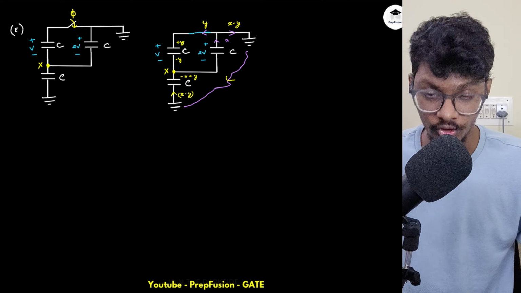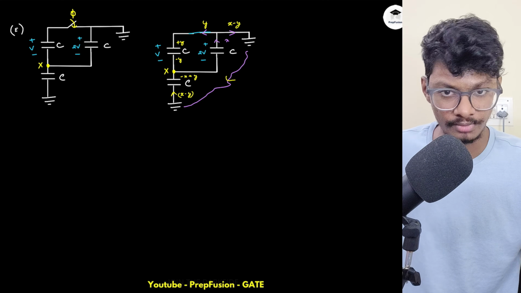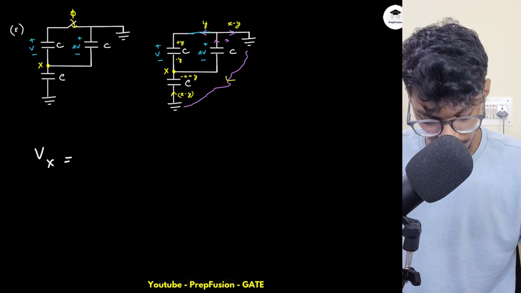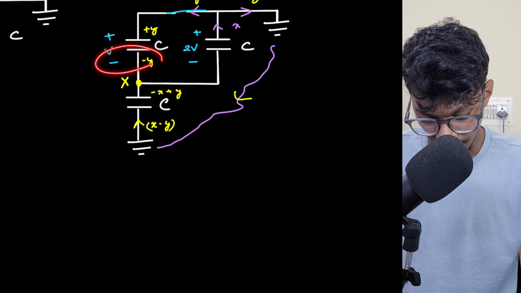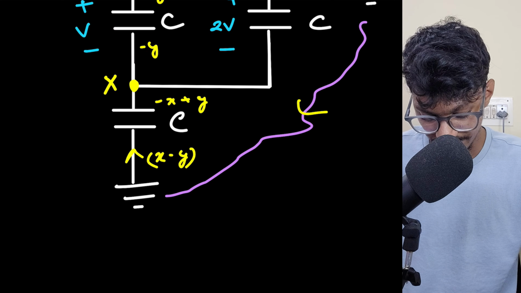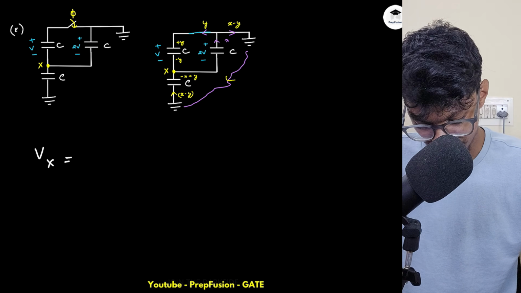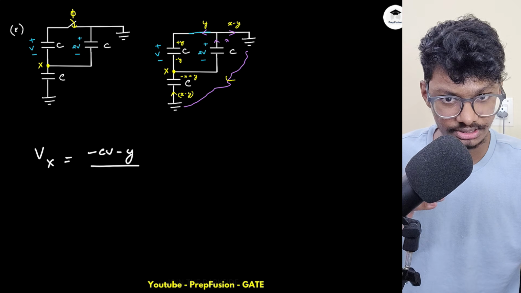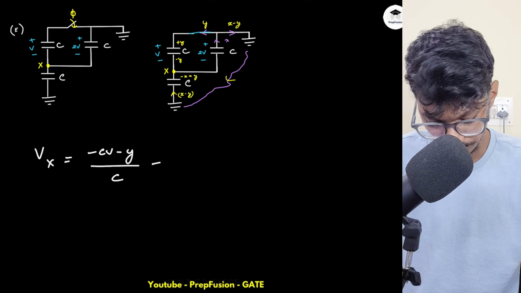So how will I write? If you are not able to understand how I am writing this, I highly recommend going back and watching part 1 of this switch capacitor series. So Vx is equal to what? Vx equals this charge, basically, what is the charge at this plate? The charge at this plate is minus CV minus Y. So the charge at this plate is minus CV minus Y, and divided by the capacitance, that will give me the voltage. Overall charge divided by the capacitance gives me the voltage.